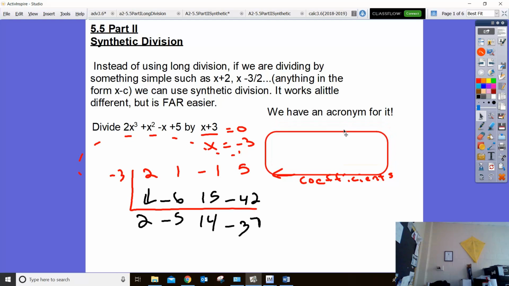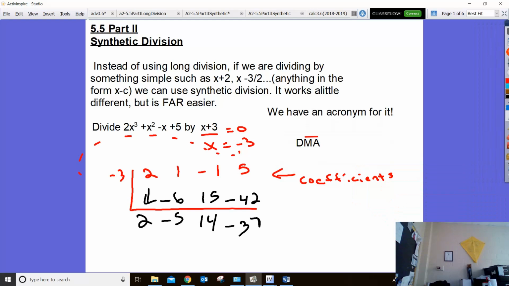Now, before I talk about what that is, this is the acronym to remember how to do synthetic division. DMA. What's the D stand for? Drop or down. Why do I have a bar over MA? You repeat it until you run out of numbers, right? Multiply and add, multiply and add, multiply and add. It's a shame it's not DAM. I'd love to have a good excuse to say DAM.